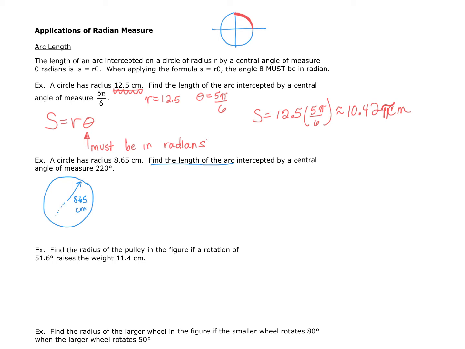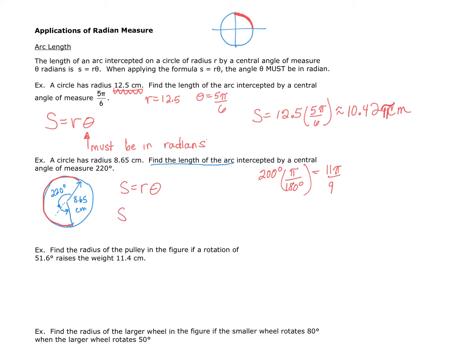If from here to here is 180, then from here to here is going to be about 220 degrees. Now remember, first of all, we're finding the larger arc here. In the formula S equals r theta, the theta has to be in radians. So the first thing I need to do here is change my 220 degrees to radians. We're going to multiply by pi over 180 and get 11 pi over 9.